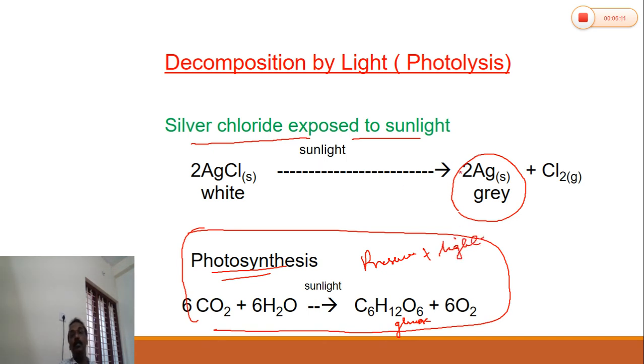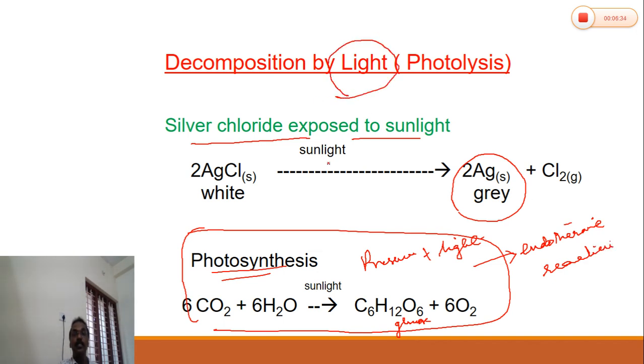Such reactions are called photolytic reactions. In the presence of light they absorb energy, so they are called endothermic. And at last we will study endothermic reactions. These are the reactions which take place in the presence of light.